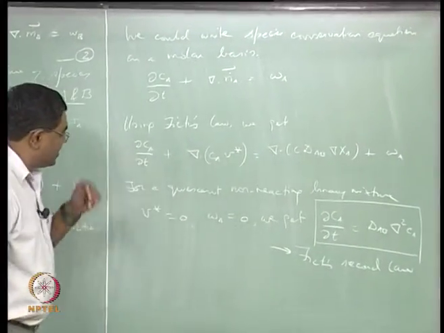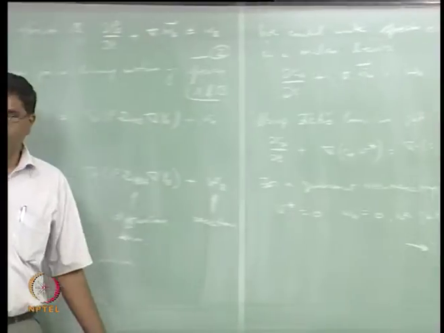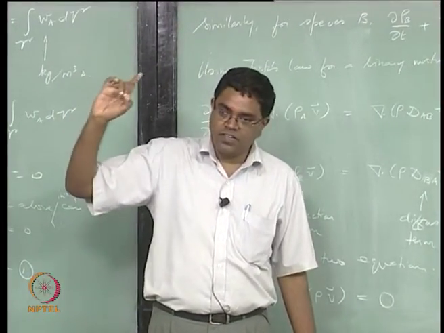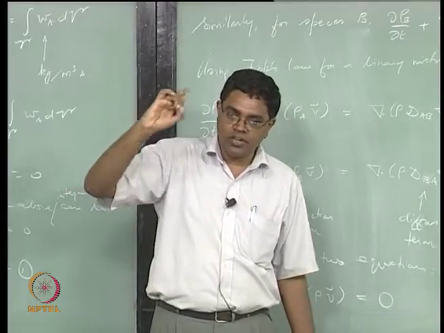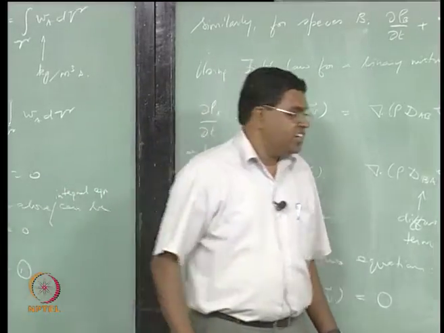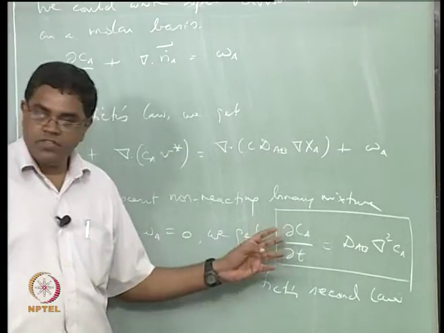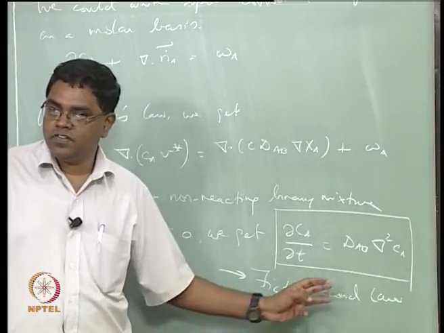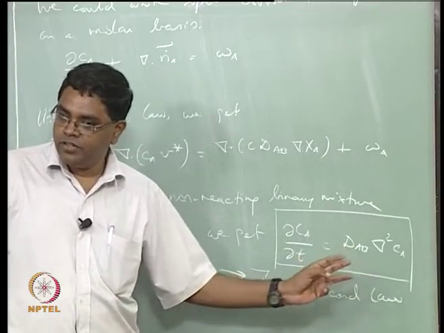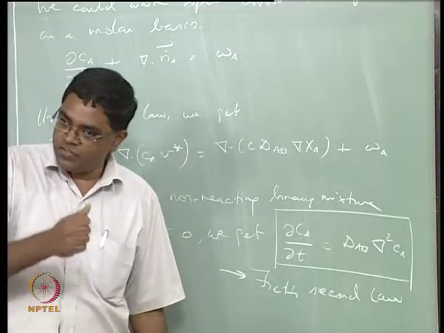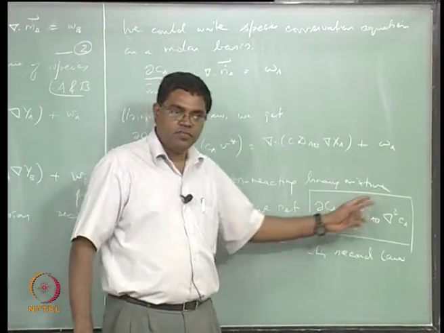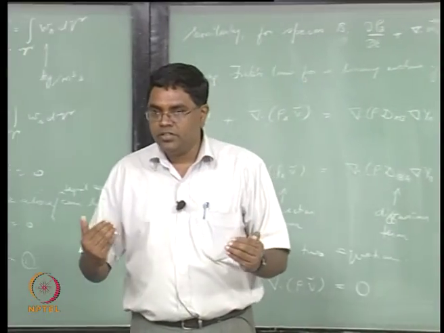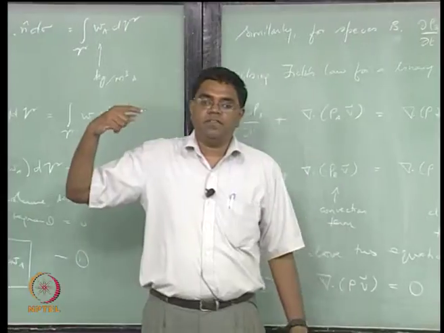It says something like, if the first law were to mean that the diffusion mass flux is directly proportional to the concentration gradient, the second law then says that the rate of change of the concentration is directly proportional to the second derivative of concentration. So the mass flux is proportional to the first derivative, the rate of change of concentration is proportional to the second derivative.